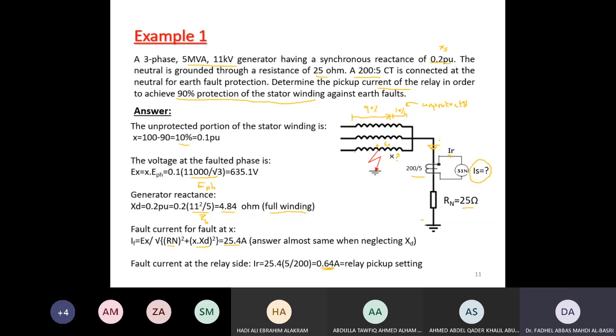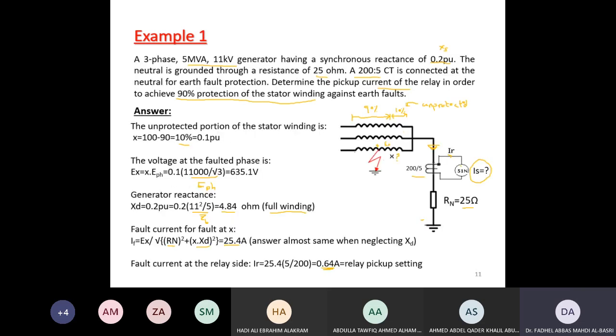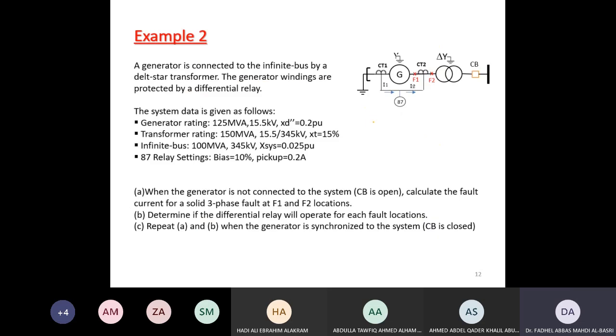Maybe if it is, let's say, 0.3 ampere, I cannot go below 0.3 ampere in my setting. Otherwise, the relay will trip during the normal neutral current that flows in the neutral. And now, in this example, I would like to illustrate the comparison between this and the differential relay.